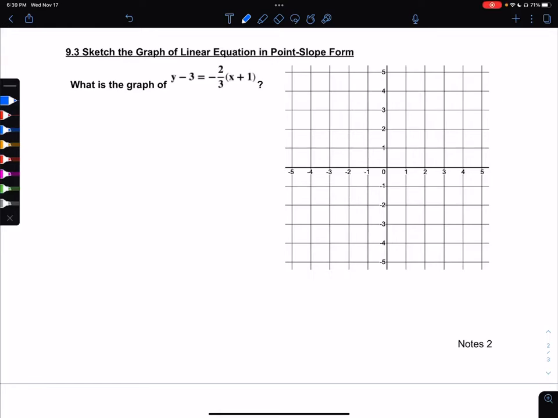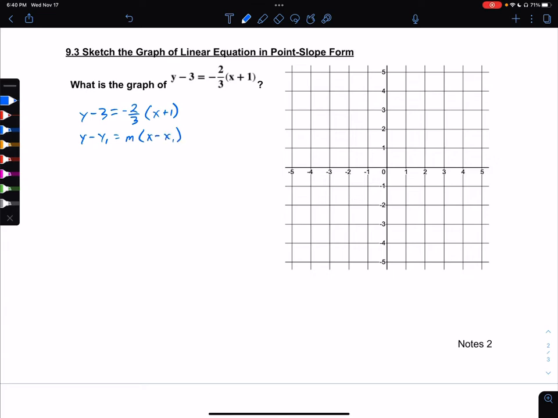Here we're going to look at topic 9, example 3, sketch the graph of a linear equation in point-slope form. The question is, what is the graph of y minus 3 equals negative 2/3 x plus 1? So let's take this equation and rewrite it. And remember that this is in point-slope form. So this is in the form y minus y1 equals m times x minus x1.